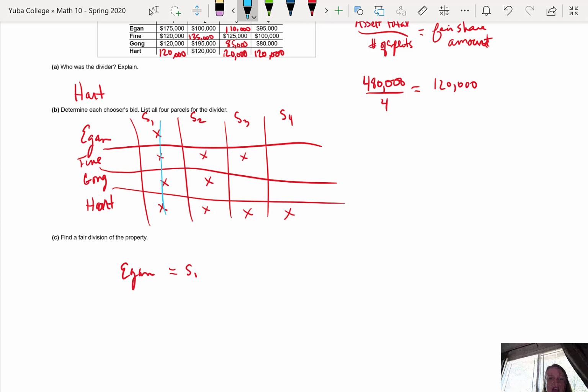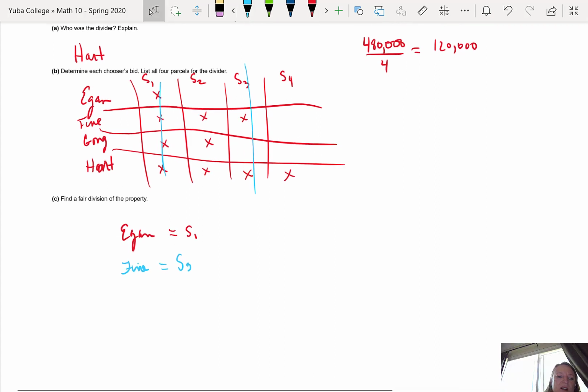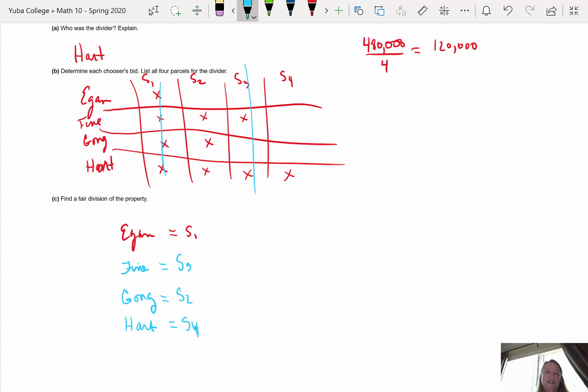And so Fine can either have S of 2 or S of 3. If we get rid of S of 2, though, then Gong won't like anything. And so we're going to have to give Fine S of 3. And so that means that Gong would get S of 2, which means Hart gets what's left, which is S of 4. So we come up with a fair division of all the property amongst all 4 players.